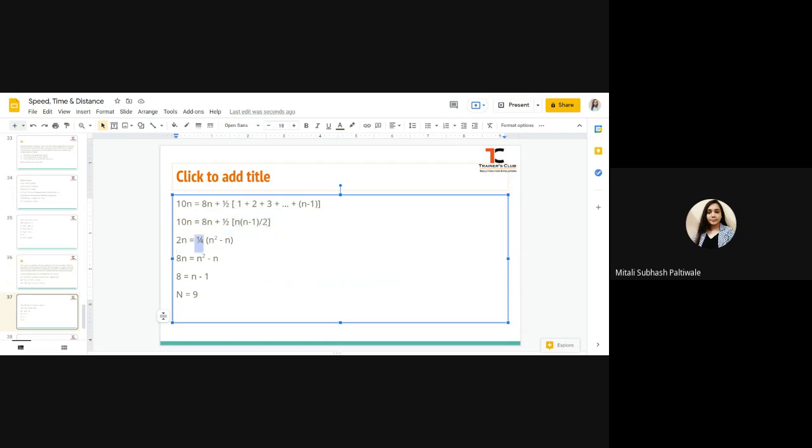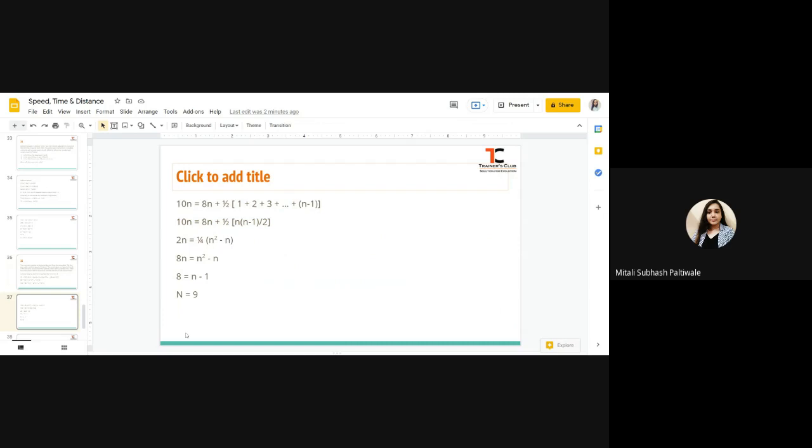Now how did this 1 by 4 come up? This 2 gets multiplied with 1 by 2. 1 by 2 into 1 by 2 will be 1 by 4. So that is how this will be there, and so on, we have got the answer. Did you understand or do you have any problem?